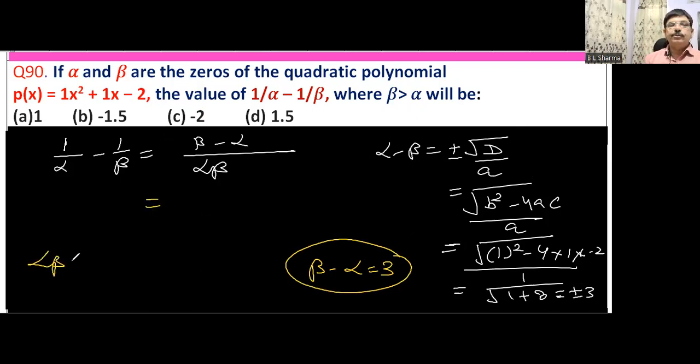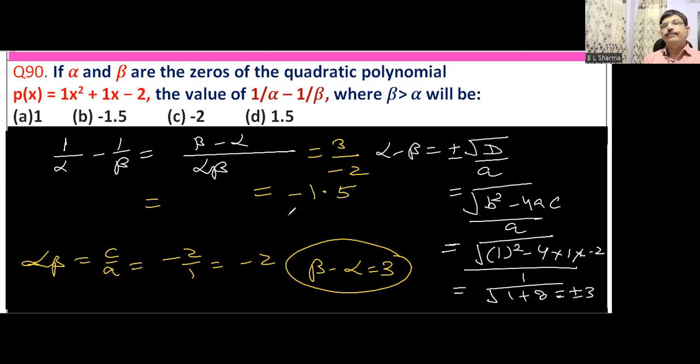And product of zeros, alpha into beta, is given by C upon A. C is -2 upon A, that is -2. So you put here 3 upon -2. When 3 is divided by -2, that is negative of 1.5, and this is the answer. So here 1 upon alpha minus 1 upon beta will be negative of 1.5. So B is the correct option here. So mark B as the correct option.